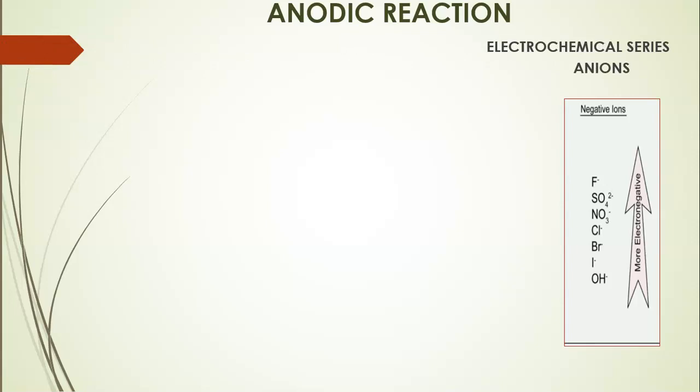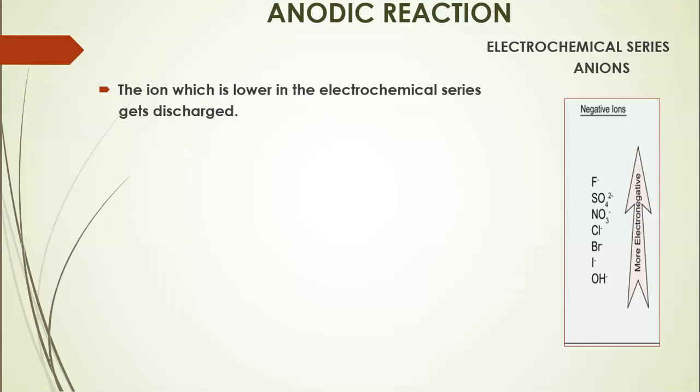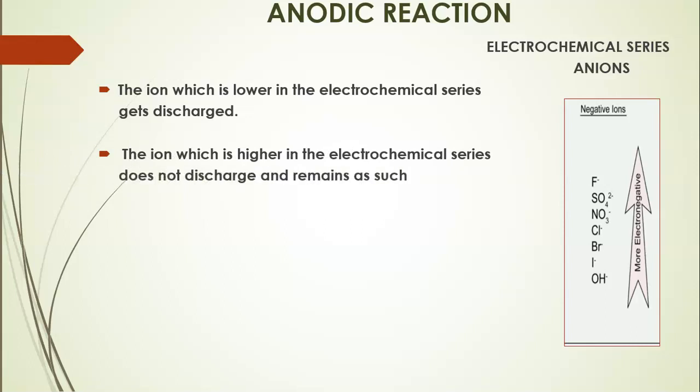where the anions are placed in the decreasing order of their stability. The more stable ion at the top and the least stable ion at the bottom. Like in case of the cations, the ion which is lower in the electrochemical series gets discharged, and the ion which is higher in the electrochemical series does not discharge and remains as such.